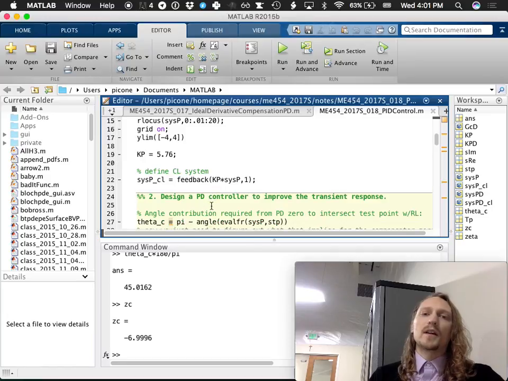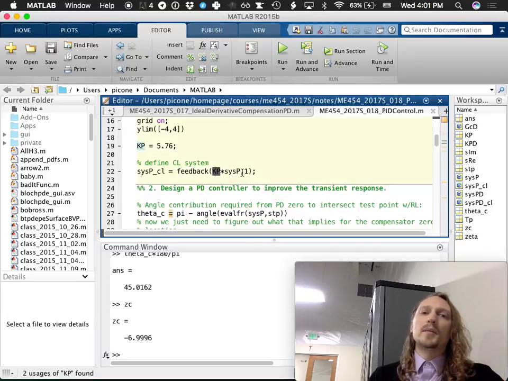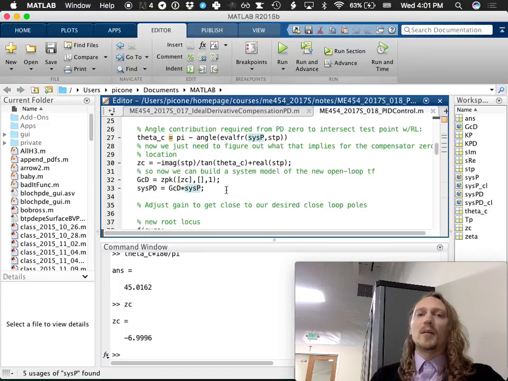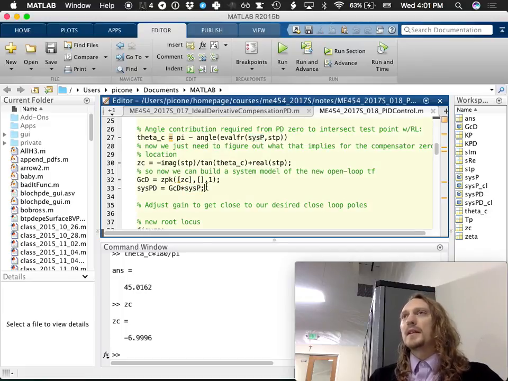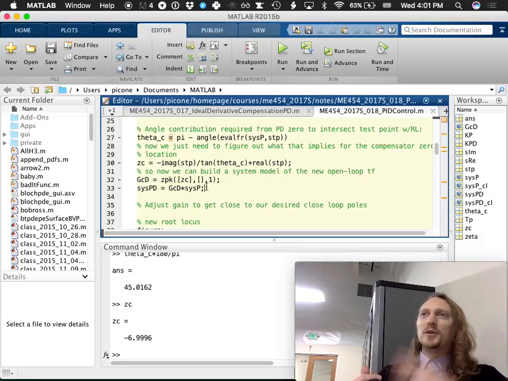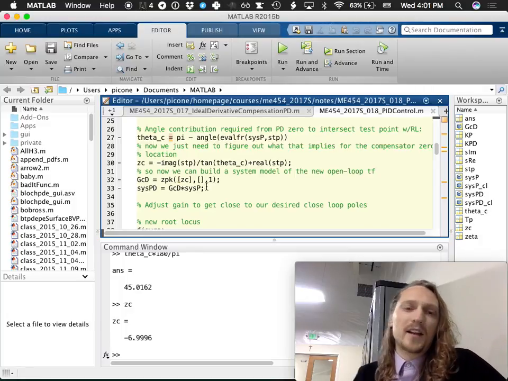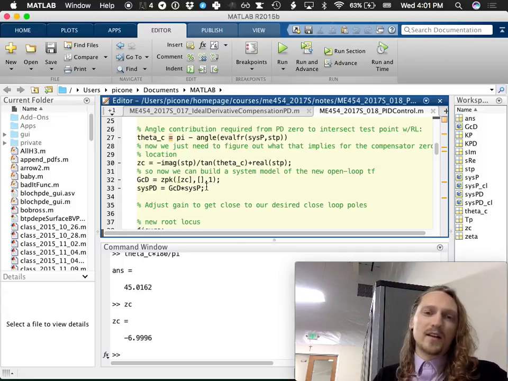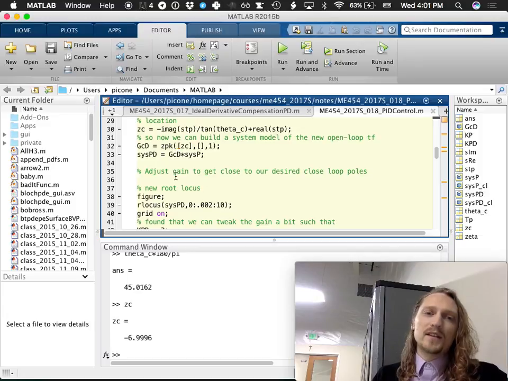Notice something. I did not include the proportional gain in SysP. So I'm cascading it without the original proportional gain in there, which was on purpose. Otherwise, I have to keep track of all of my gains along the way. I just blew away the first gain. That's fine. Otherwise, you've got to keep track. I don't like keeping track. You can do it. It's six of one, half a dozen of the other, but I don't like to do it that way. So adjust the gain to get close to our desired closed loop poles.